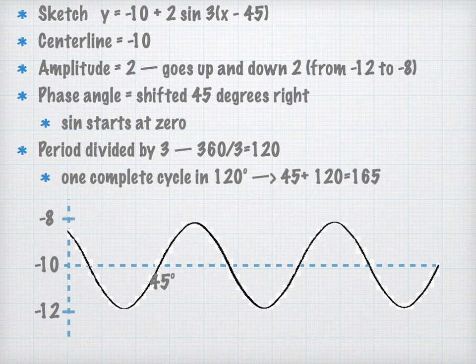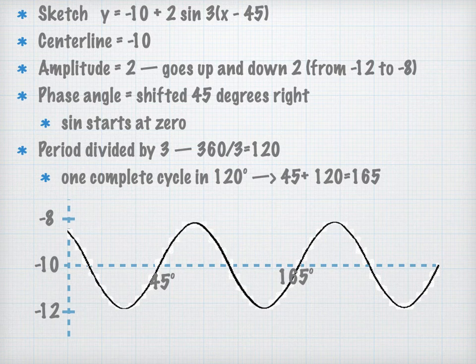Now, one complete cycle in 120 degrees. We're starting at 45 and going 120 degrees. That's 165. And that's one complete cycle. And so it goes up and down and back up again. And that's one complete cycle. And that's at 165 degrees. Okay?